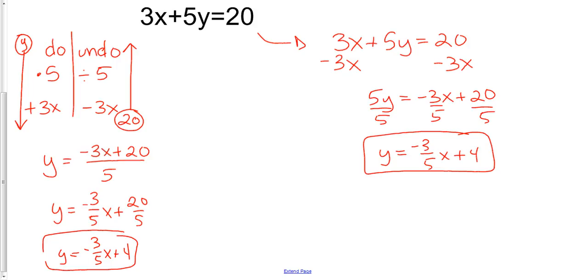So you should have gotten y equals negative 3 divided by 5 times x plus 4. Either way you do it, you should get the same answer. You've got the do-undo chart there on the left. On the right, you've got it solved using the algebraic method. So whatever method you chose, follow along with what I did. Make sure that your steps match mine. If you didn't get the right answer, try to figure out what step you made a mistake on.